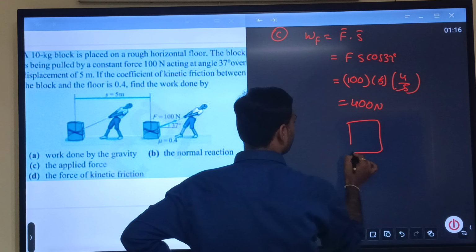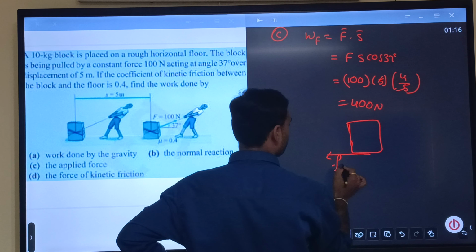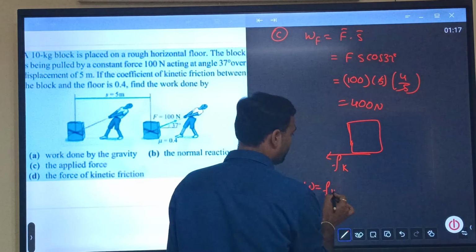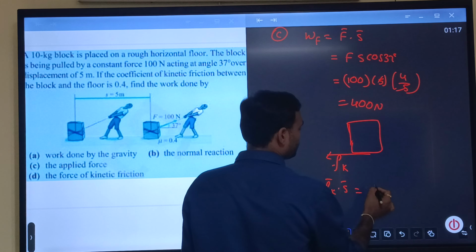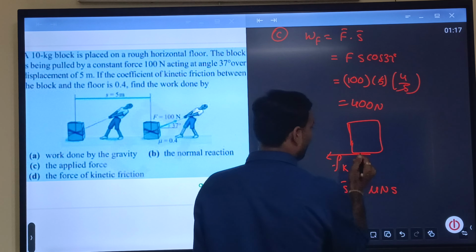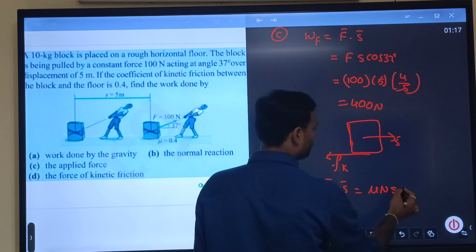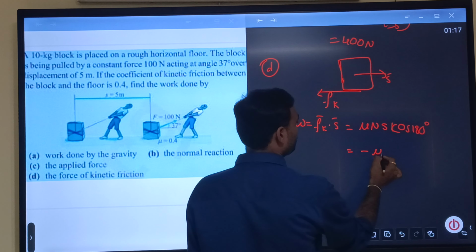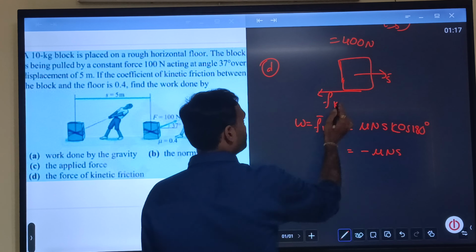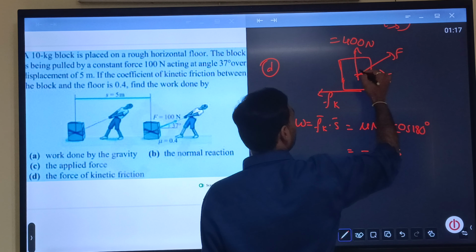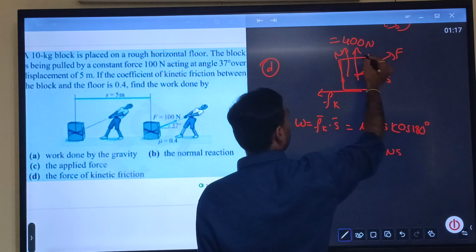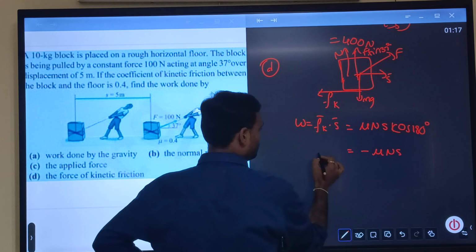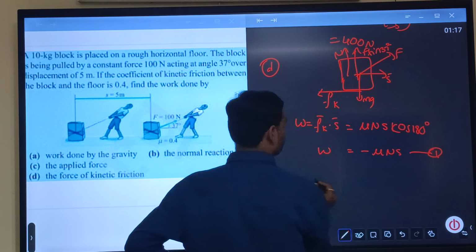And the force of kinetic friction: suppose this is the block, kinetic friction is acting in the leftward direction, Fk, right? Then work done is equal to Fk dot displacement. Fk is equal to mu N. The angle between Fk and displacement vector is 180 degrees. So cos 180 degrees gives minus mu N s, and the N value, see here, let it be equation number 1.